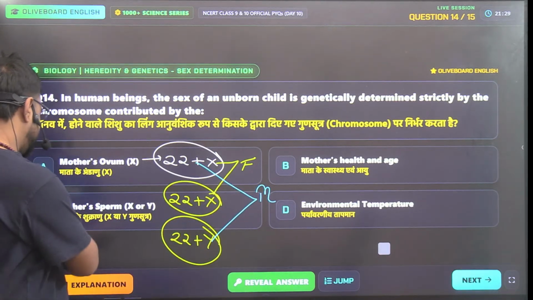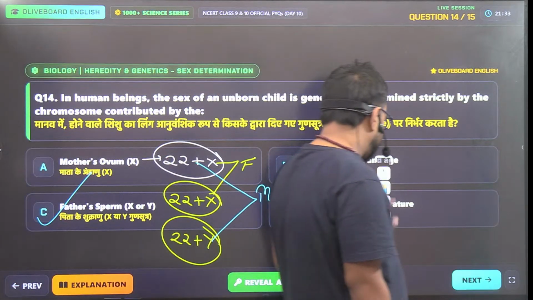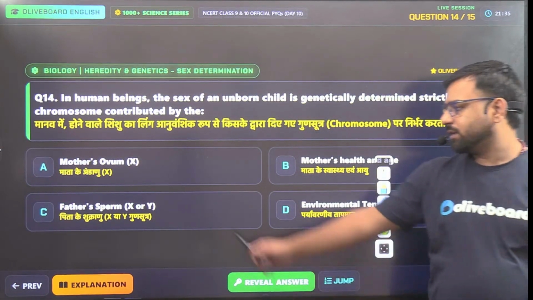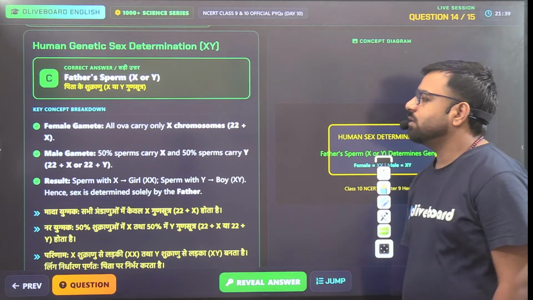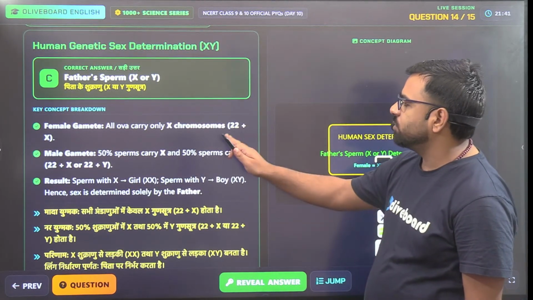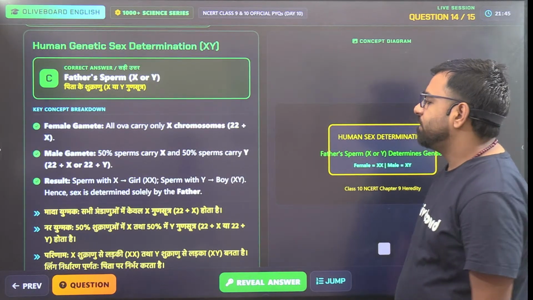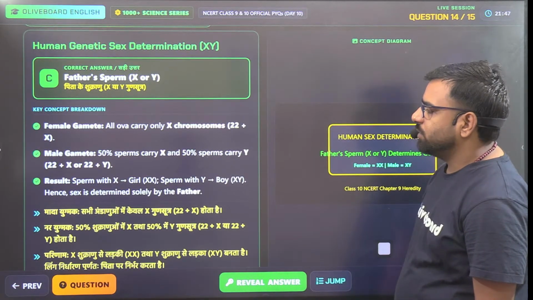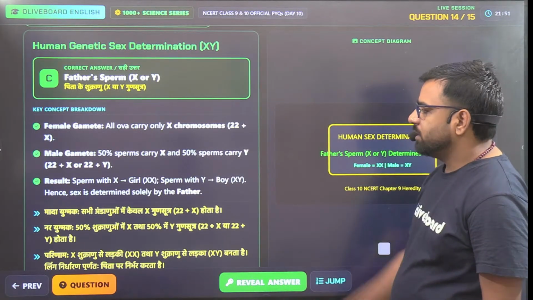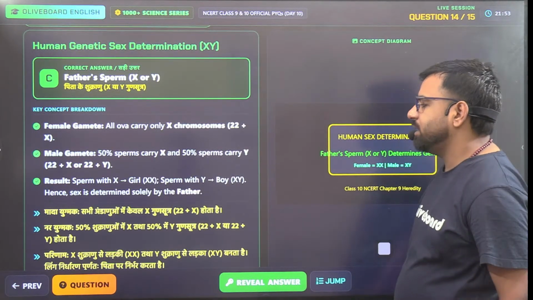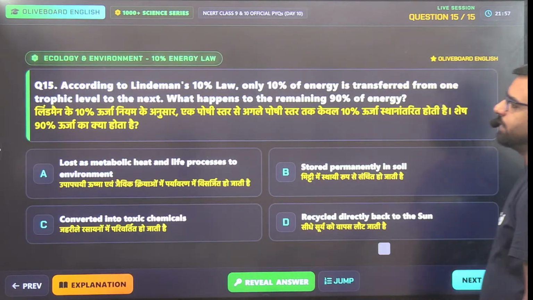So what's the answer? Father's sperm, that contains 22 plus X or 22 plus Y. So C is the answer. Father determines the sex of the child. All ova carry only X chromosome, that is 22 plus X, but of the male gametes, 50% sperms carry X and 50% sperms carry Y. So the sperm with X gives a girl, the sperm with Y gives a boy. Hence sex is determined solely by the father. Done. What's the final question?